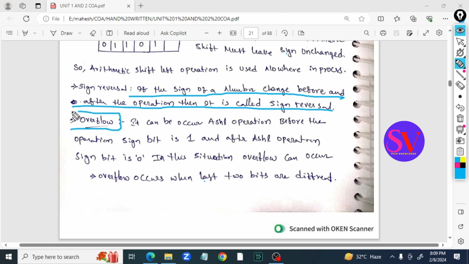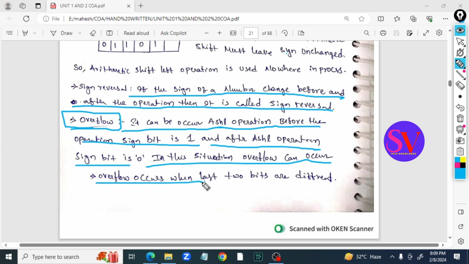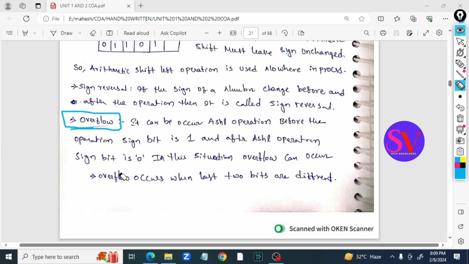And we have an overflow condition here. It can occur in arithmetic shift left operation. Before the operation, the sign bit is 1, and after the operation, the sign bit is 0. In this situation, overflow can occur. Overflow occurs when the last two bits are different. If the last two bits are different, then only you will get the overflow or sign reversal condition. If the last two bits are the same, there is no problem. Why? Because before and after the operation, the signs will remain the same.